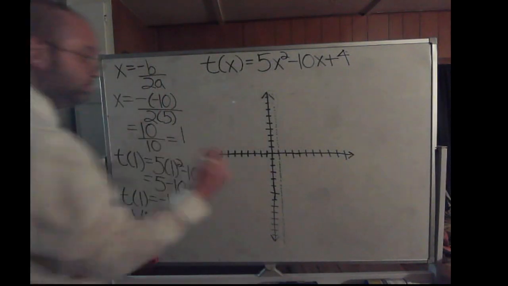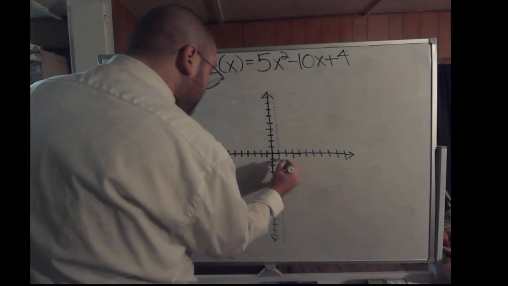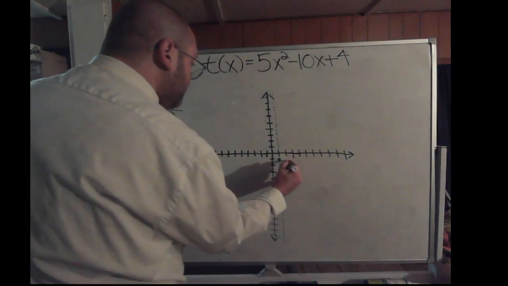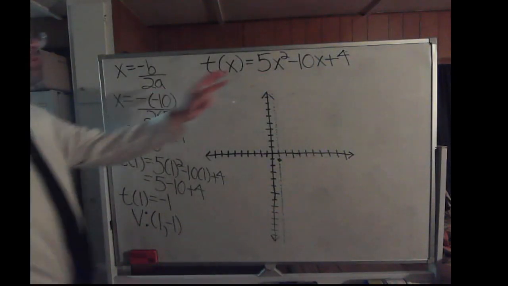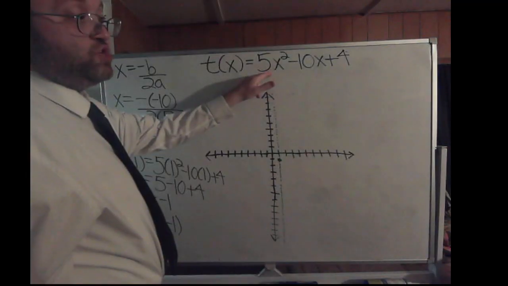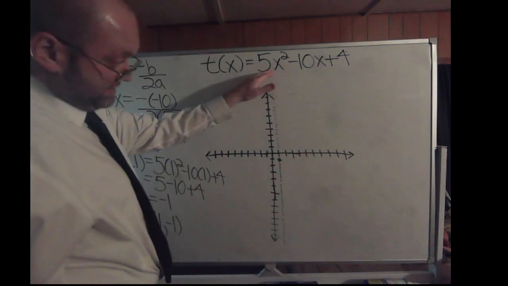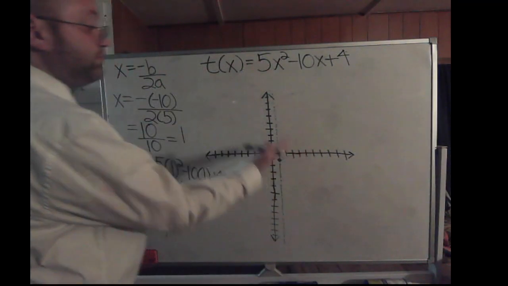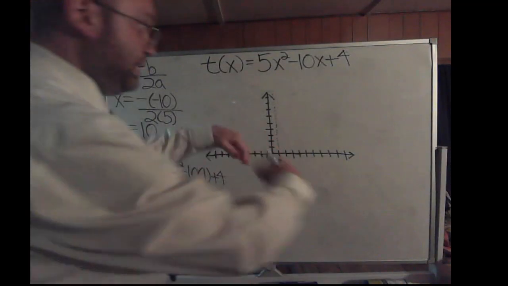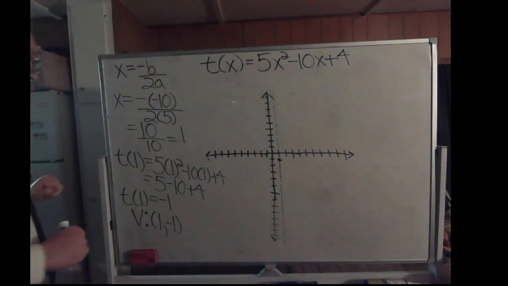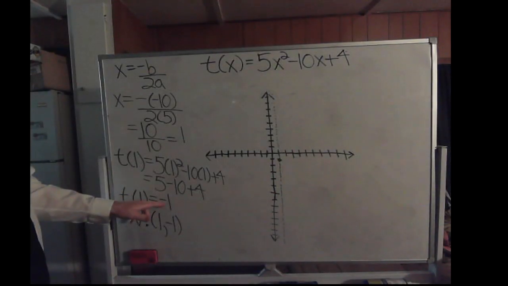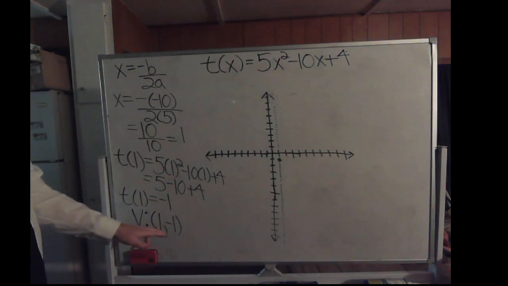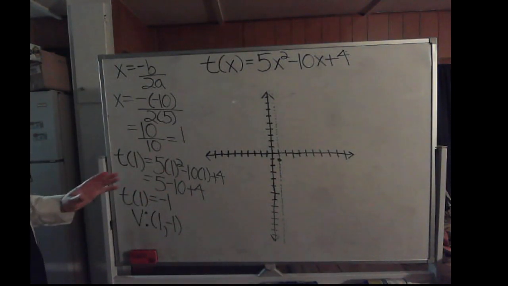So let's go ahead and locate that. That would be right there, is 1, negative 1. That's going to be the vertex. And since this graph is going to open upward because the coefficient on the x squared term is positive, we can therefore know the graph is going to open upward. So therefore, t of 1 equals negative 1. Negative 1 is the minimum value of the function.